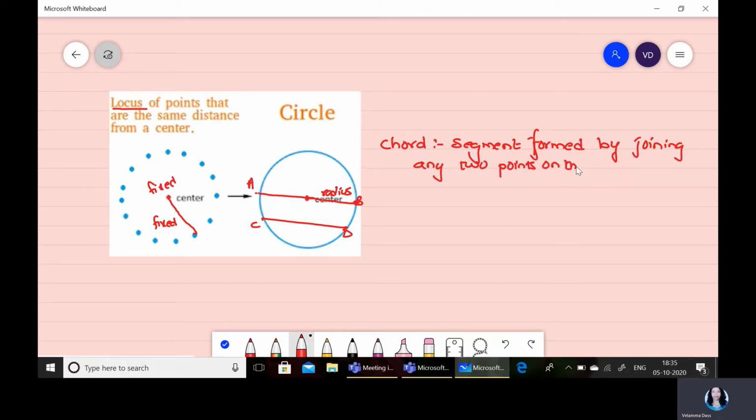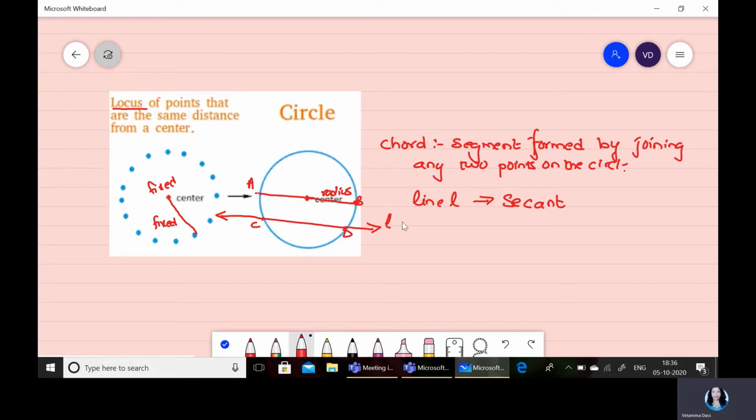Similarly, we have learned about the chord. A chord is a segment. If I extend this chord, it becomes a line. Suppose I define this as line L. Now this line L is specifically called a secant. So is CD a chord? Yes, CD is a chord. The chord is a part of the secant.